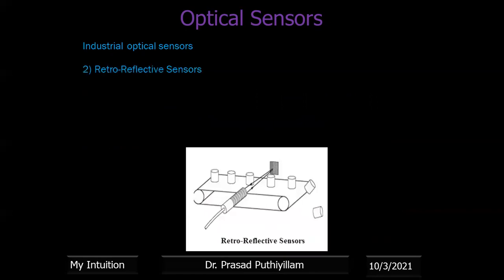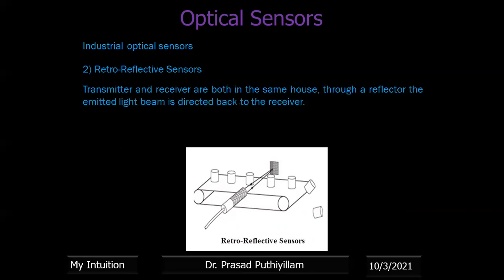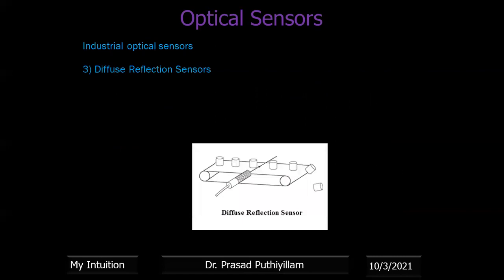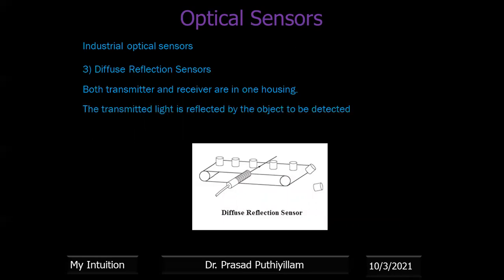The second one is the retro-reflective sensor, in which the emitter and the receiver are both present in the same device, and there is a reflector present on the other side. If some object comes in between the light, it will be measured. Now, diffuse reflection sensors, in which the transmitter and receiver are in one housing. The transmitted light is reflected by the object. That means the emitted light will be reflected only if the object comes in its path.